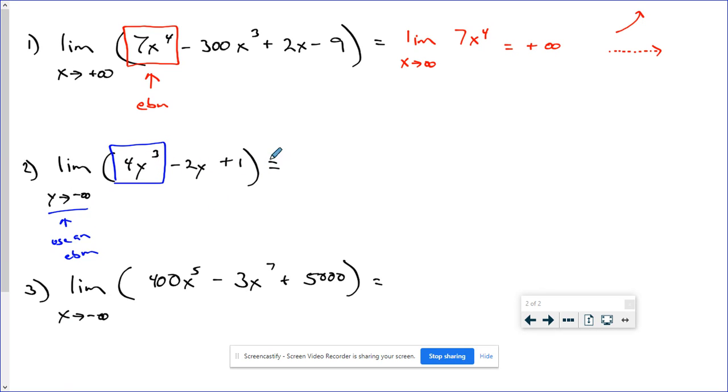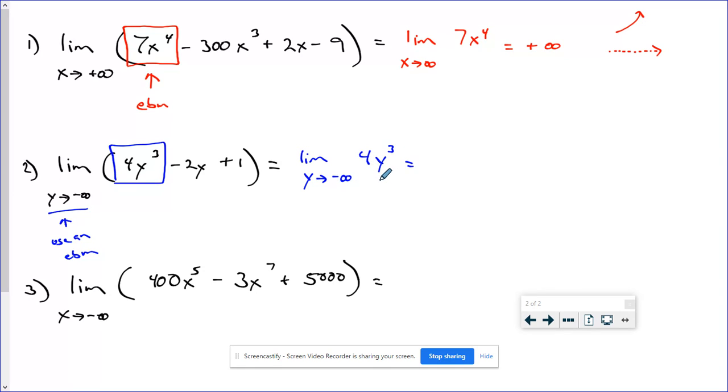So I'm going to rewrite this now as the limit as y goes to negative infinity of 4y cubed. And that EBM, you have to take everything, the coefficient as well. So now how would I do this limit? Well, again, I would think for a second. I'm going to pretend infinity is a really large negative number. Notice I said pretend. So, okay, put a large negative number in for y.